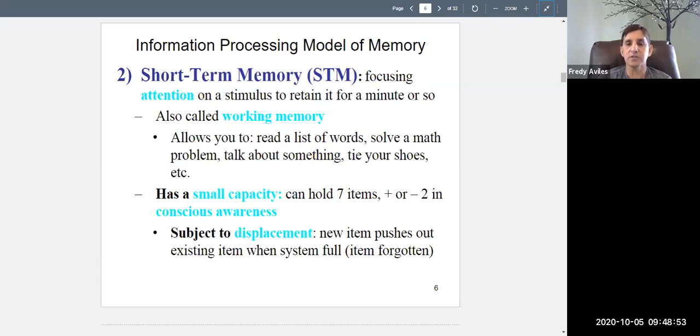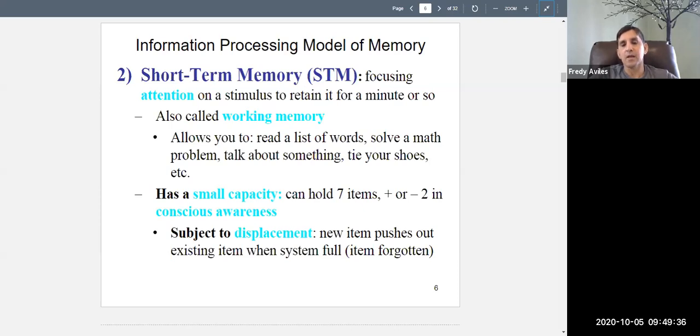And short-term memory is subject to something called displacement. Displacement means that something gets pushed out when a new item pushes out an existing item, when the system is full. So let's say you already have seven numbers that you have to try to remember. You haven't written it down. You haven't put it on your smartphone yet. Let's say you met someone and they told you their phone number. You have a couple of minutes to consciously think about those seven numbers until you forget it, right? You can do that, okay? If you're average, about seven numbers.